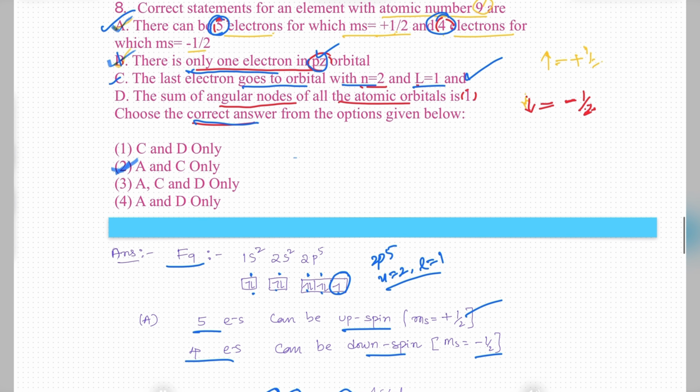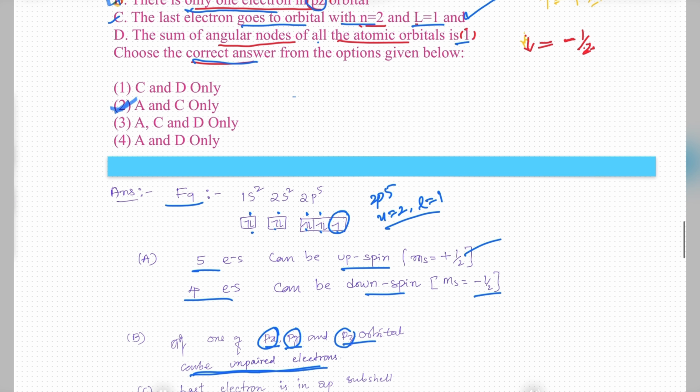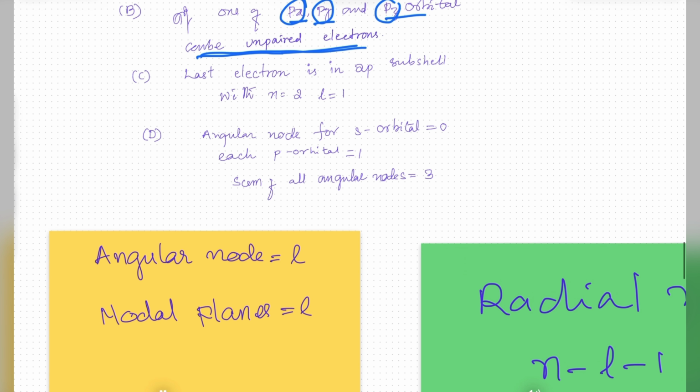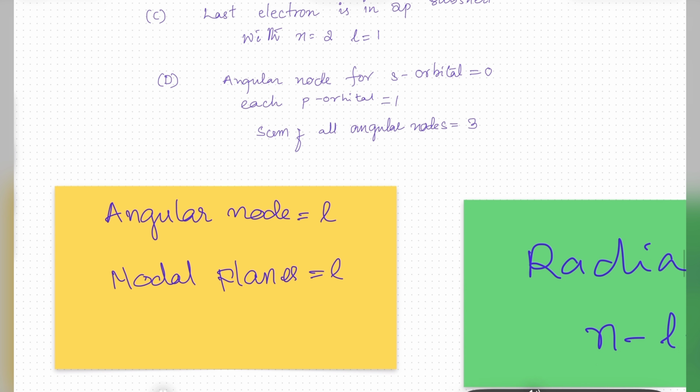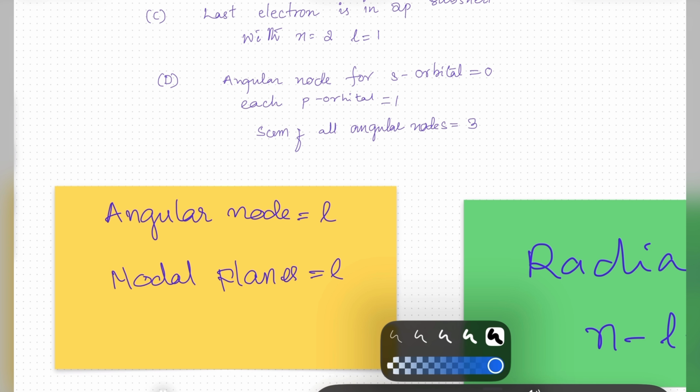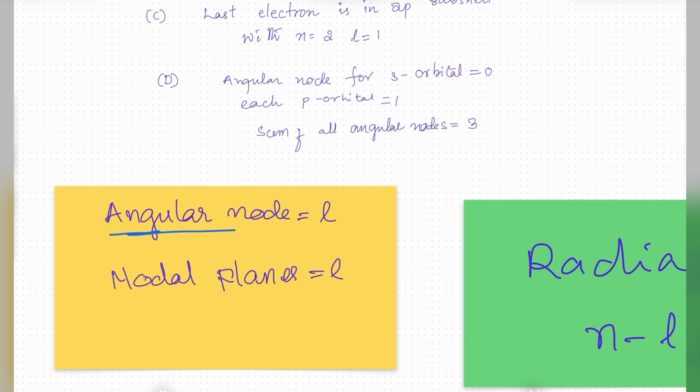The sum of angular nodes of all the atomic orbitals is 1. Now, we'll discuss, this is very important for us. What are nodes, angular nodes, radial nodes, all these things, with clear explanation. All of you concentrate. Angular nodes are equal to l, that is the formula. And the nodal planes are equal to l. Both are l. Angular nodes and nodal planes are both equal to l. If l is equal to 1, angular nodes are 1 and nodal planes also 1.